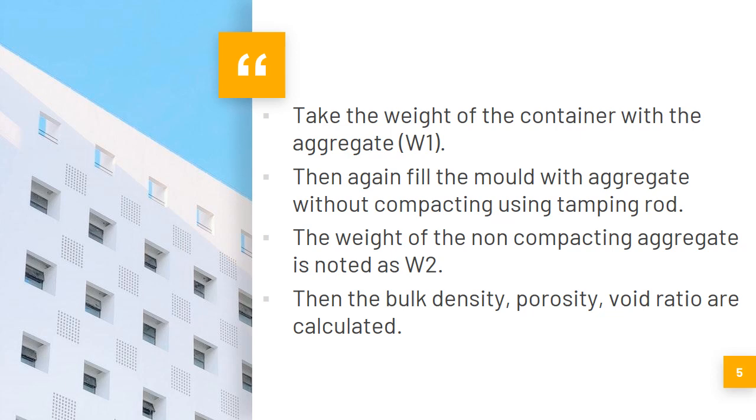Then again fill the mold with aggregate without compacting using the tamping rod. The weight of this non-compacted aggregate is noted as W2. Now we can calculate the bulk density, porosity, and void ratio using the formulas given in the next slide.